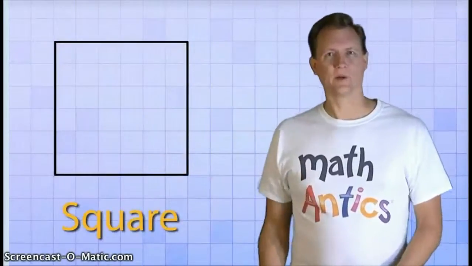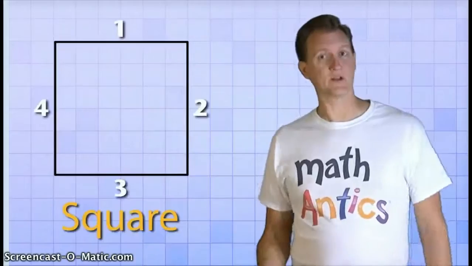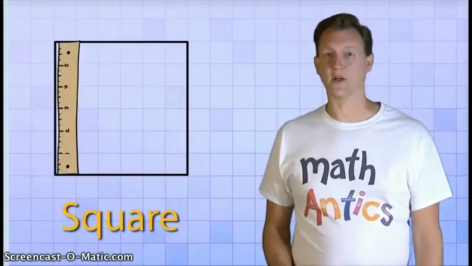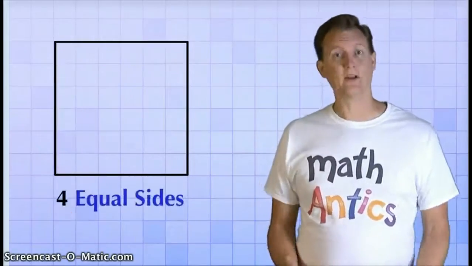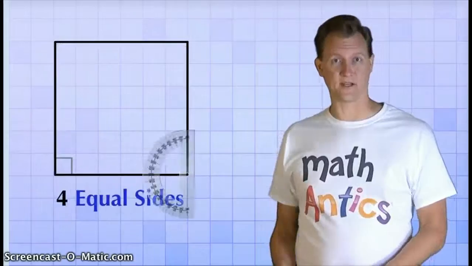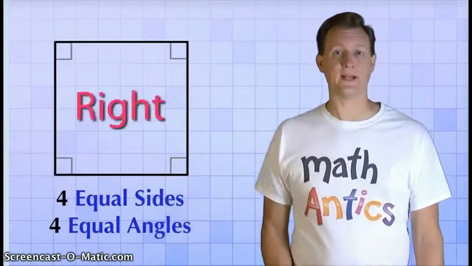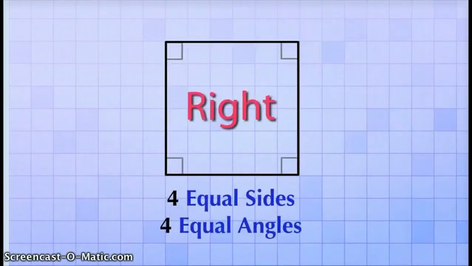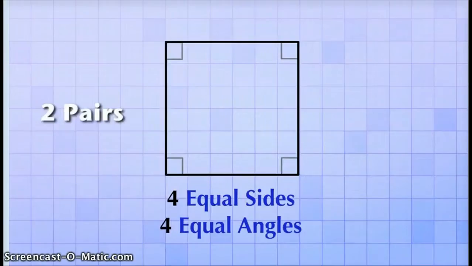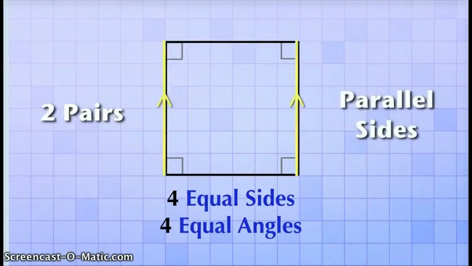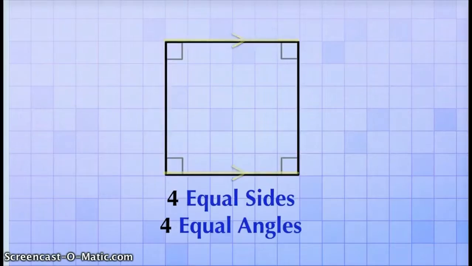It's a quadrilateral because it has 4 sides, and it's special because all 4 of those sides are exactly the same length. And all 4 of its angles are exactly the same size. In fact, they're all right angles. Notice also that a square is formed by 2 pairs of parallel sides. These 2 opposite sides are parallel, and these 2 opposite sides are parallel. We'll see why that's important in a few minutes.